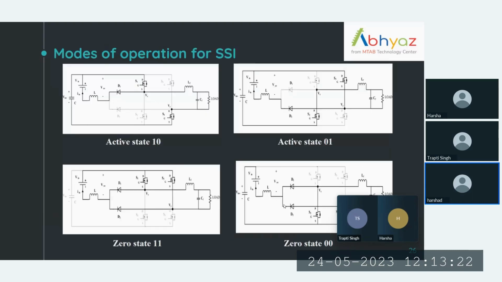These are the switching states in the inverter, namely active state 10, active state 01, zero state 11 and zero state 00. During the active state, the inverter operates similar to that of a conventional VSI. In zero state, either the switches from the upper legs or lower legs get turned on simultaneously. The inductor L charges when at least one of the switches from the upper leg gets turned on and discharges when both the switches in the lower leg get turned on.